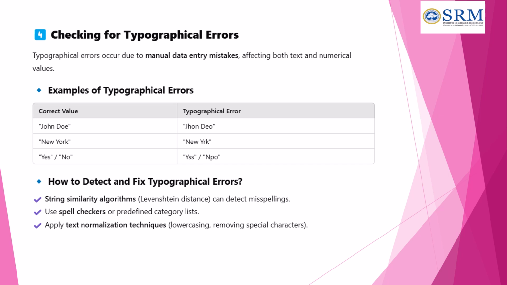To find these errors, we can use special tools called string similarity algorithms that detect words that look alike but are spelled differently. We can also use spell checkers or limit answers to predefined lists of categories. Additionally, cleaning the text by converting everything to lowercase or removing unnecessary characters helps make the data consistent and easier to fix.